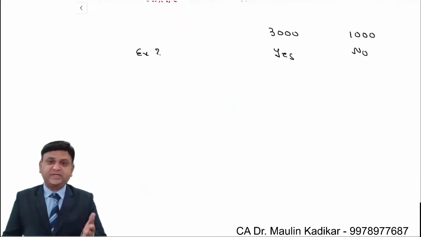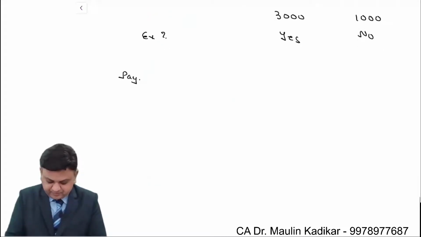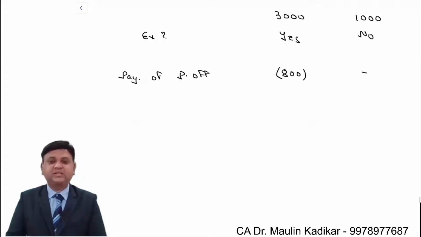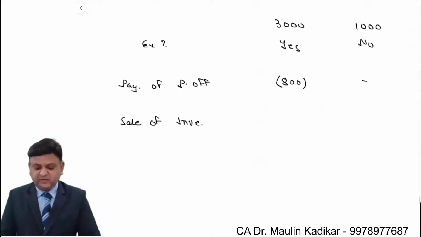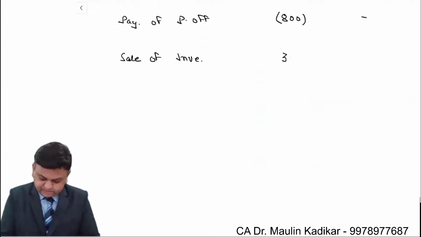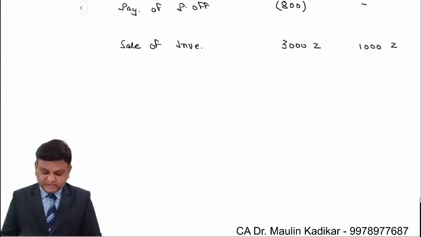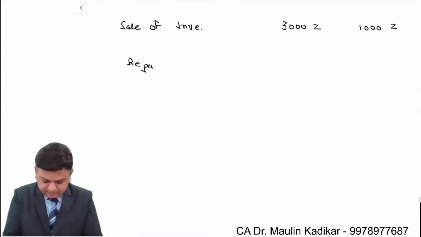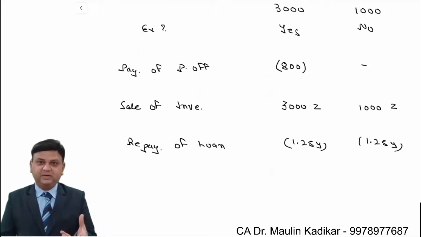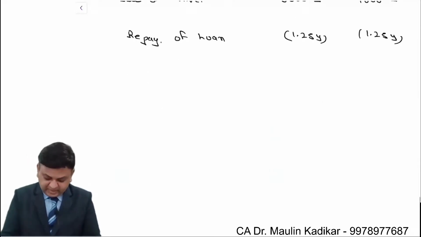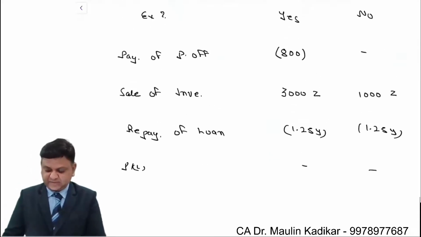If the option is exercised, then we will have the payment of payoff. There is an amount of 800. Over here, there is nothing like the payment of payoff. Then we will have sale of investment. We are holding the security equal to Z. So it is 3000 into Z in the first case and 1000 into Z in the next case. Next, we will have the repayment of loan. What is the repayment of loan? It is 1.25Y and it is again 1.25Y. So you receive something, you make payment of payoff and you make repayment of loan. With that, the overall profit or loss will be 0. That is what we understand.